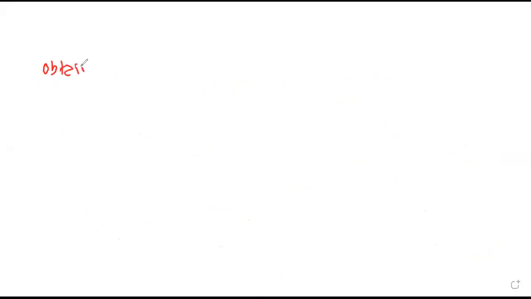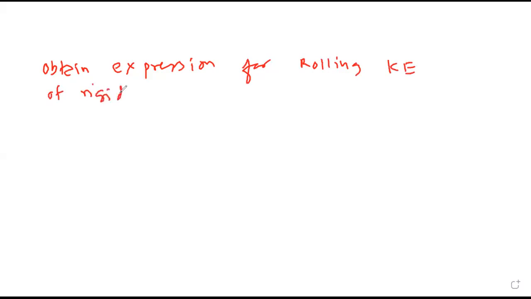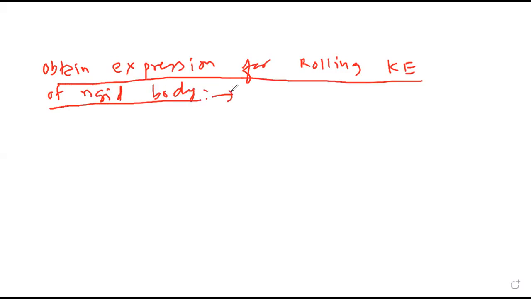Obtain expression for rolling kinetic energy of rigid body. What is the meaning of rolling? Rotating or translating? Rotating. When we say rolling, that means it is rotating also and translating also.